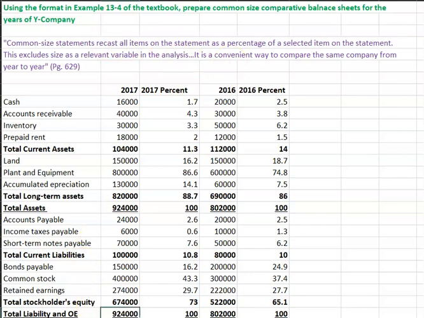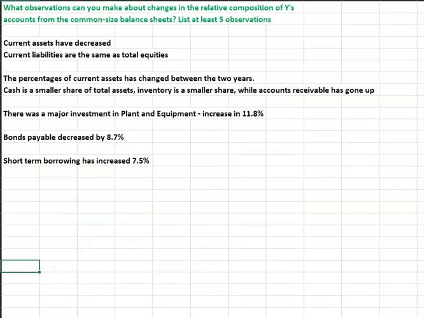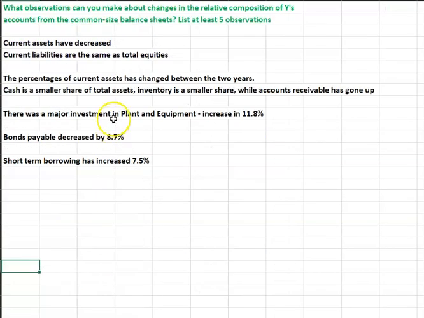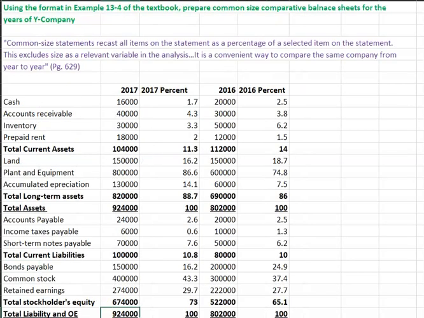Moving on to the second problem. The second problem asks us to figure out what observations you can make based on the changes in the relative compositions of Y's accounts from the common size balance sheets. And it wants us to make at least 5 observations. So, based on the common size statement that we created, we have current assets have decreased, current liabilities are the same as total equities. So, going back to the statement, current assets have decreased.